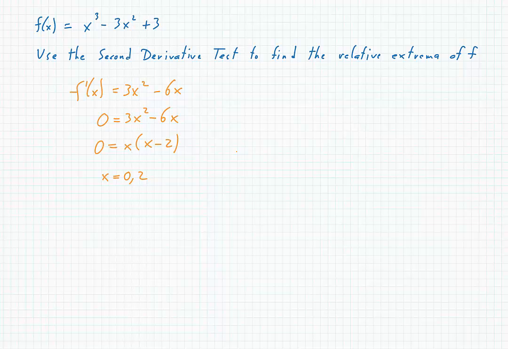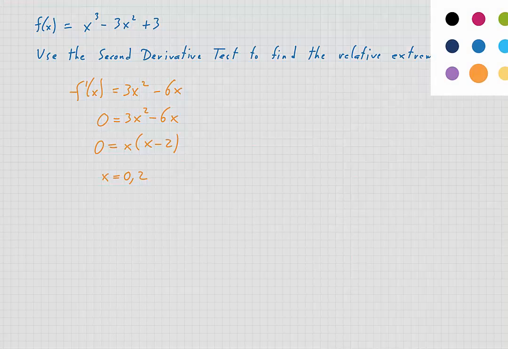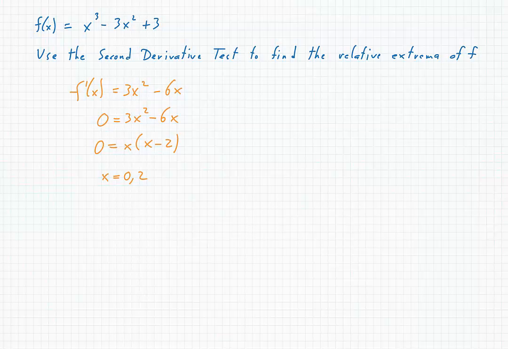Now by the first derivative test, we'd set up a sign chart and look for places where the function changes from increasing to decreasing or from decreasing to increasing. With the second derivative test, we're going to find the second derivative. In this case, it is f double prime of x is equal to 6x minus 6. And we're going to plug these numbers in and see what values we get.